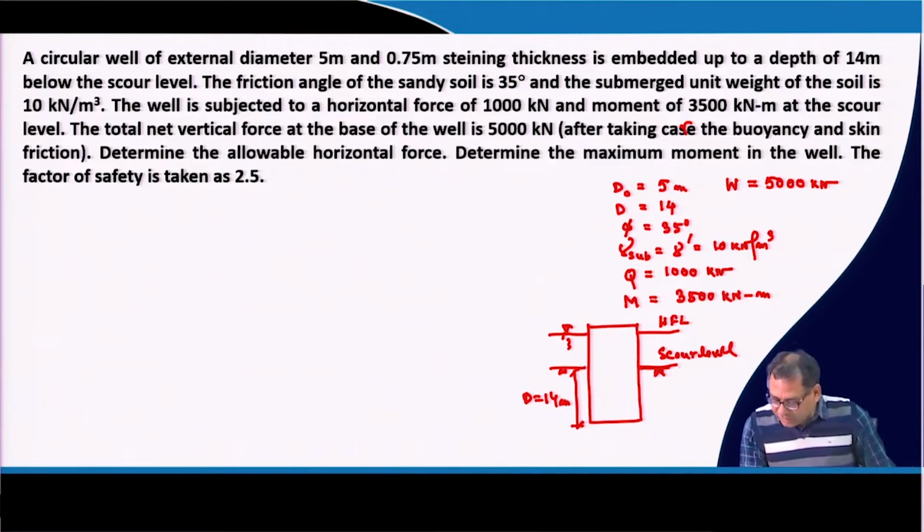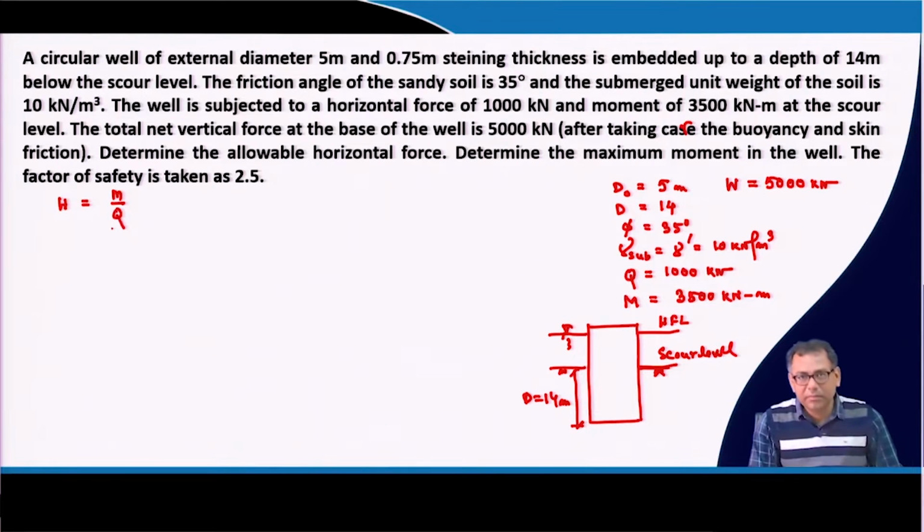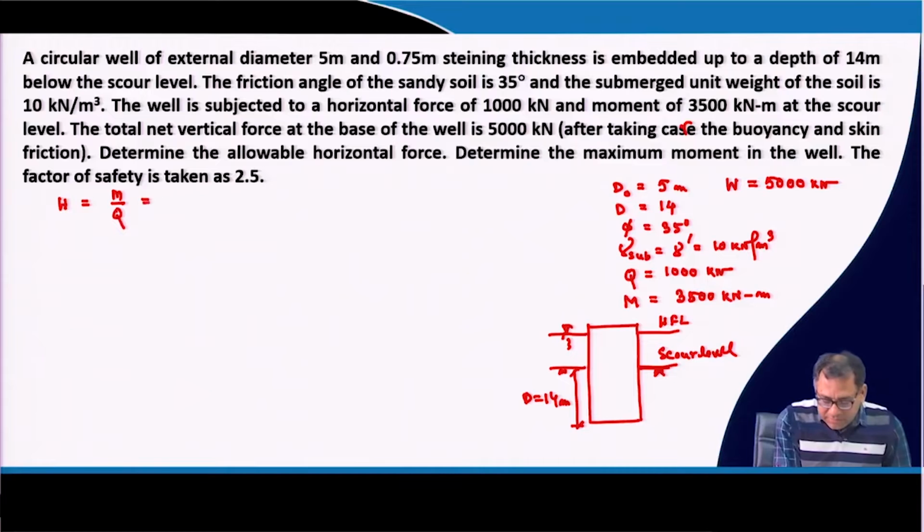So, actually the horizontal force is acting here, and there is a moment also acting. So, we can determine what the h value is. The h value is nothing but M by Q. So, M is 3500 and Q is 1000. So, this is 3.5 meter.